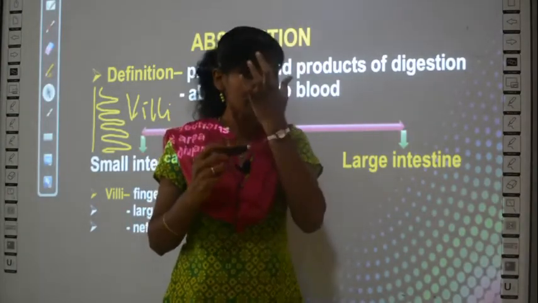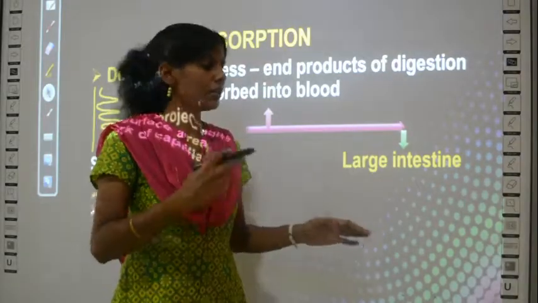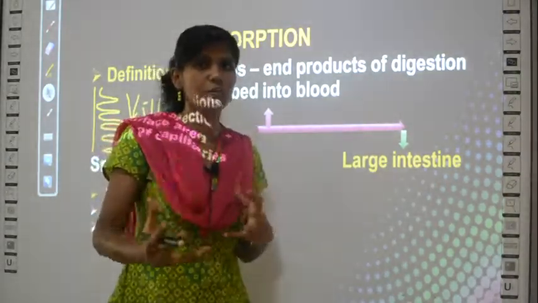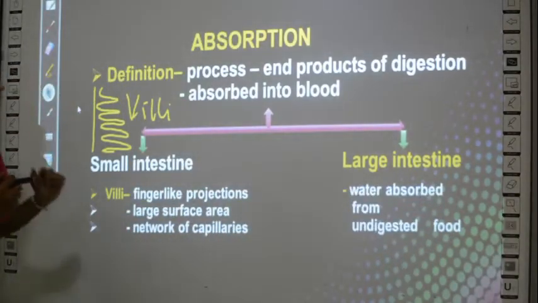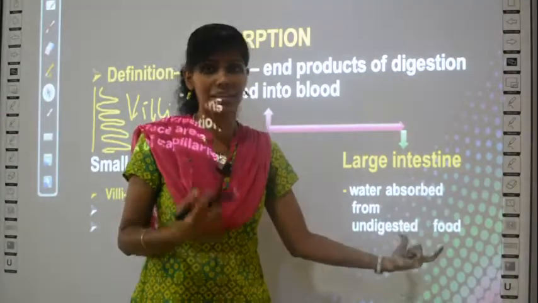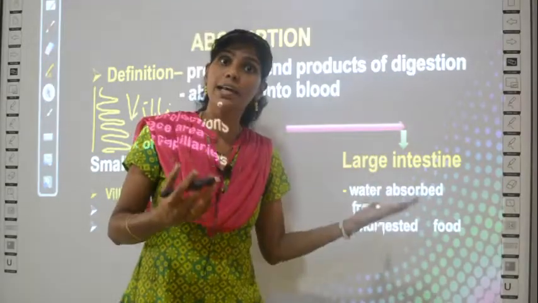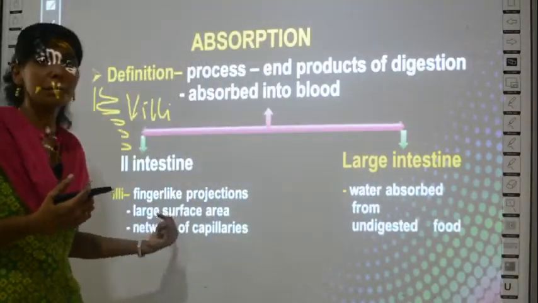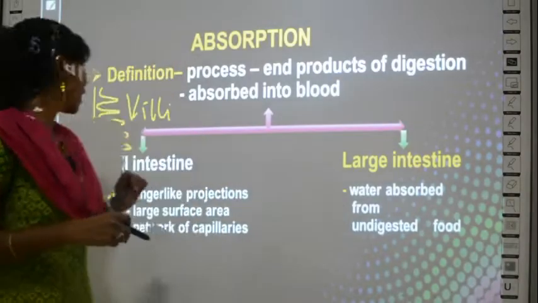So which is the part of your body holding or retaining the water? The large intestine. So whatever water is possible to be absorbed is absorbed by the large intestine. So what is given? Water is absorbed from undigested food. Why undigested food? Because only undigested food will be left behind. All digested food is already taken by the villi into the blood. So this is about absorption.